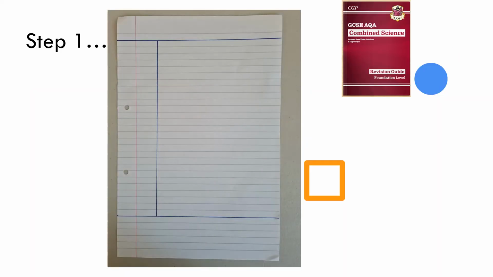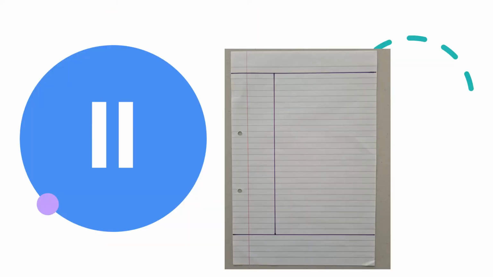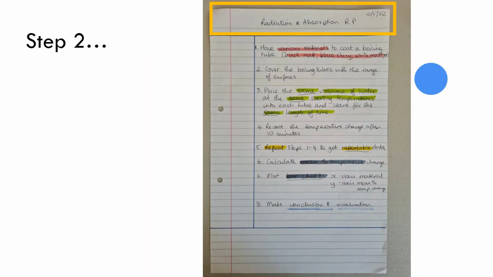Step 1. Divide your sheet of lined paper into 4 sections as shown in the diagram. Press the pause button to complete this. Step 2. At the top, you will have to put a clear title and date. Press the pause button now to complete this.